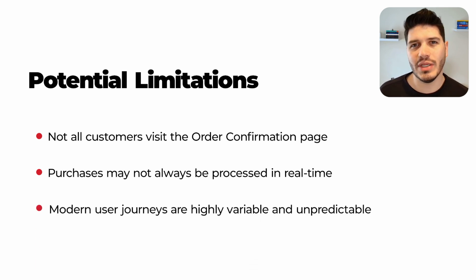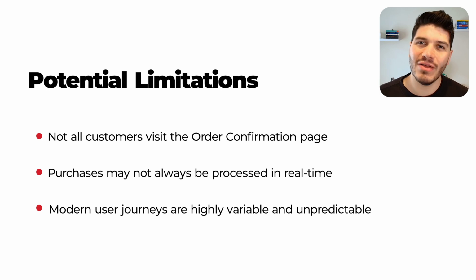And a third potential limitation is that modern user journeys are highly variable and unpredictable these days. Let me give you an example. A lot of companies would track additions to cart by the number of people clicking on an add to cart button on a product page. However, there are many other places where a product could be added to the cart. For example, the homepage, collection pages, or even the related products displayed on a different product page.